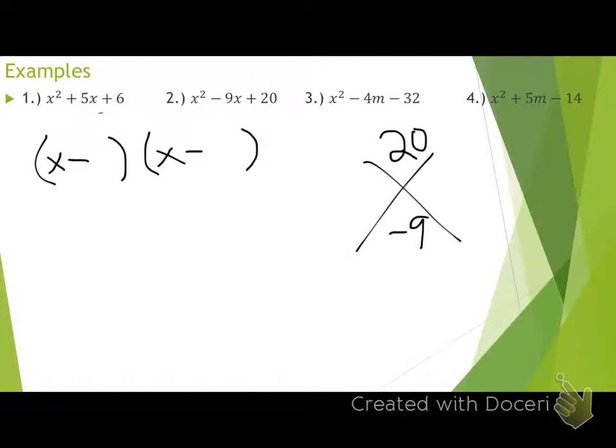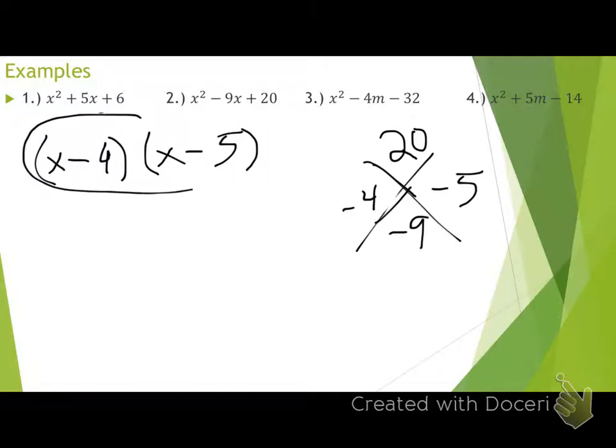So once again, looking for 2 numbers that multiply to give me 20, add to give me negative 9. So I'm looking at factors of 20. Factors of 20 are 1 and 20. Those do not add to give me negative 9 though. Negative 2 and negative 10 do not add to give me negative 9, but negative 4 and negative 5 multiply to give me 20, and add to give me negative 9. So I know these are my numbers that I'm filling in to my parentheses.